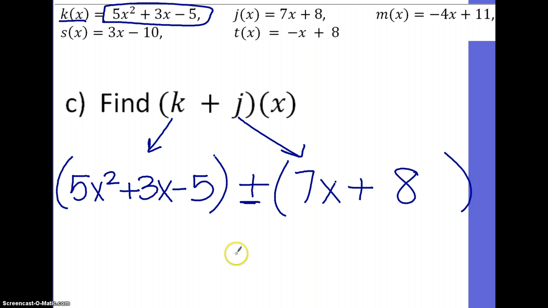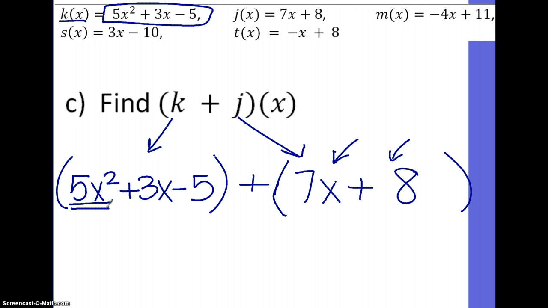So if you were to distribute, it's not going to change anything. And so we can just pretend that the parentheses aren't there. Because if you distribute a positive 1, it's not going to change anything with the 7 and the 8. It'll still be a 7 and an 8. So I'm going to combine like terms.